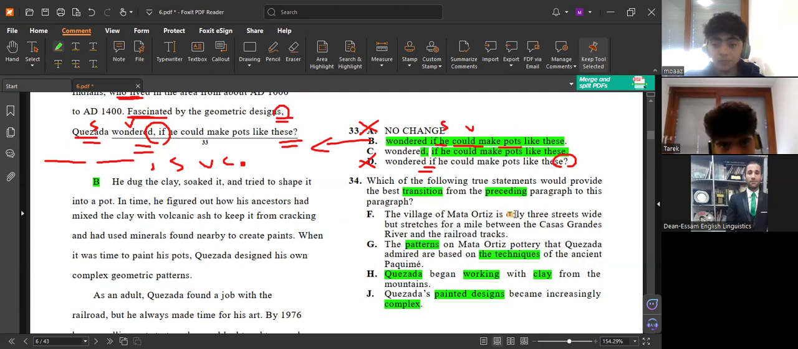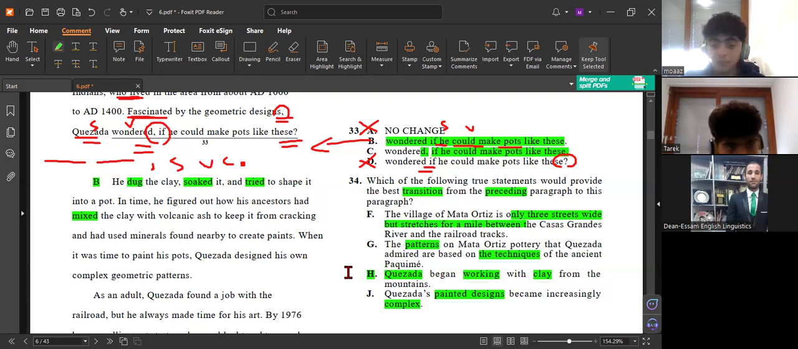I'm looking for the main ideas. Are we talking about the village? What is the map of the village? We're talking about the location. We're talking about how he dug, how did he make it? Dug, soaked, tried to shape it. Yes, and how ancestors mix the clay. So what we are talking about is letter H? Yeah, that's it.